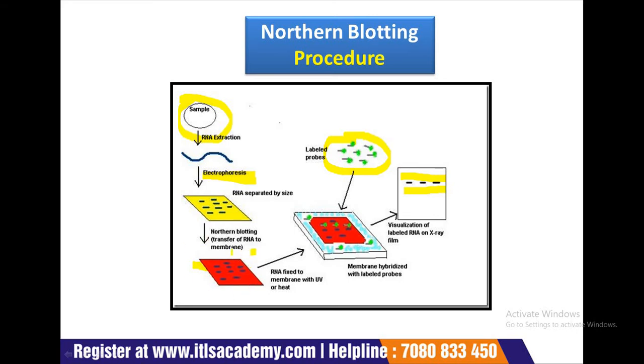Here, this process is called blotting because this gel is transferred to the membrane. The red color is the membrane. After transfer, the membrane is baked at 80 degrees centigrade. Add labeled DNA probe, here you can see, for hybridization to take place, and then wash off unbound probes and autoradiograph to detect mRNA or DNA hybridized.